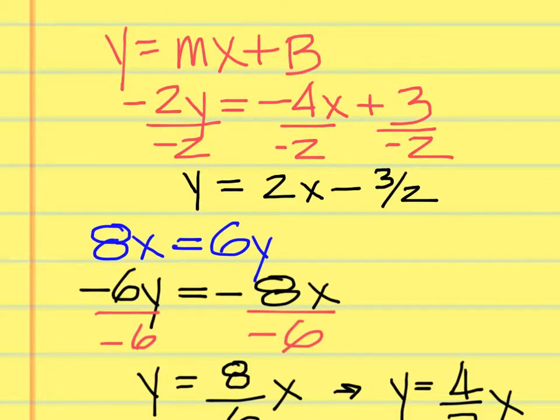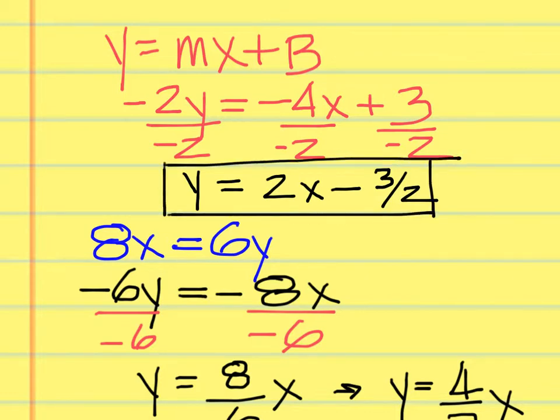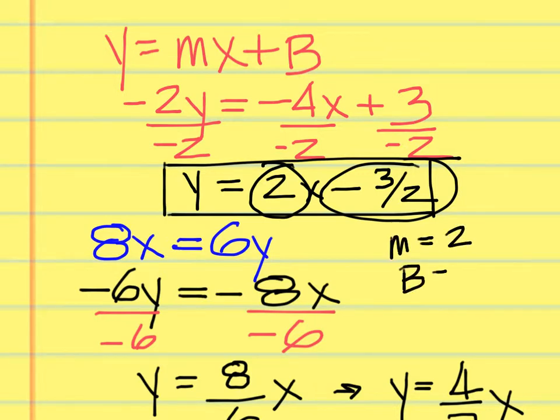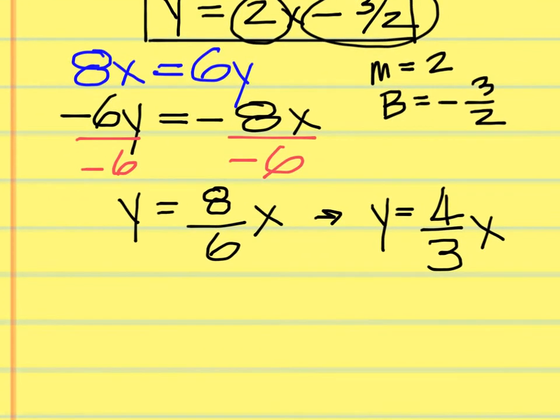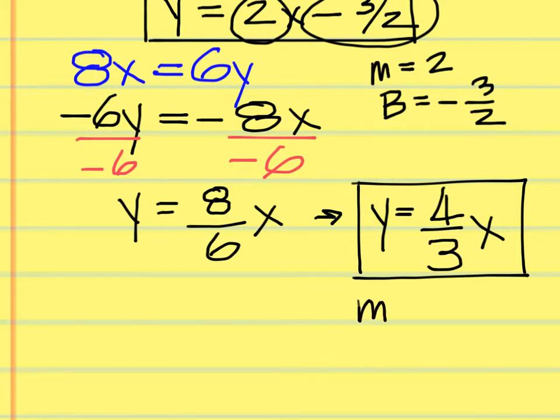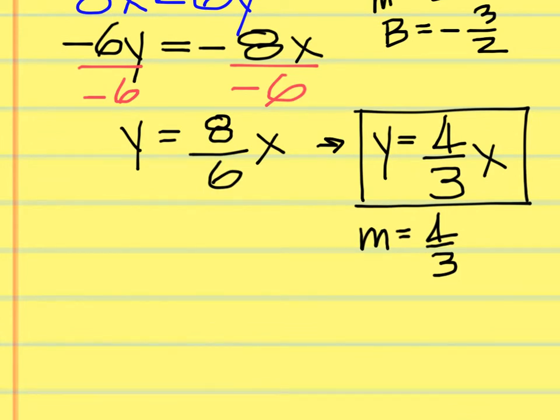In this first problem that we did, we had this for our slope-intercept form. The slope is 2, and the y-intercept is negative 3/2. So m was 2, and the y-intercept was negative 3/2. For the problem that we just did, we came up with this as our slope-intercept form. The slope is 4/3, and the y-intercept, b, is what? 0.